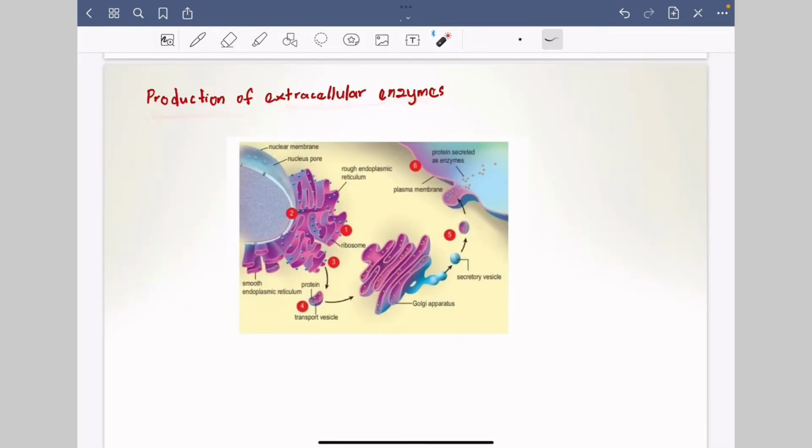Production of extracellular enzymes. Usually, extracellular enzymes are enzymes that are produced within the cell and then secreted outside of the cell in order to be functional. The process has 6 steps. The first one, here we have the ribosome, and we need to remember that the ribosome will produce protein. Ribosome produces protein.